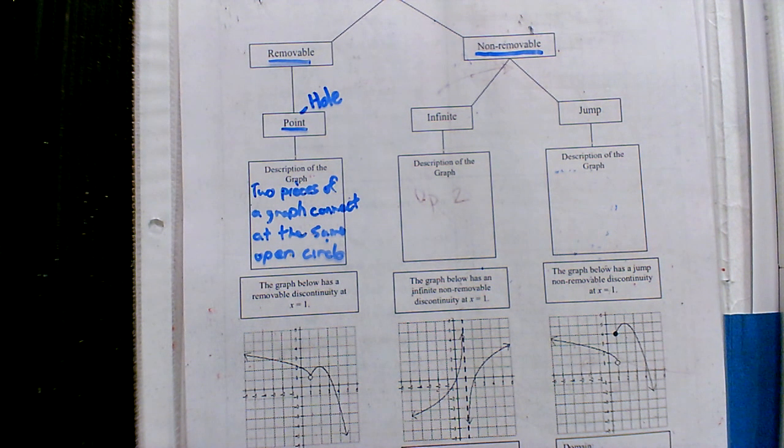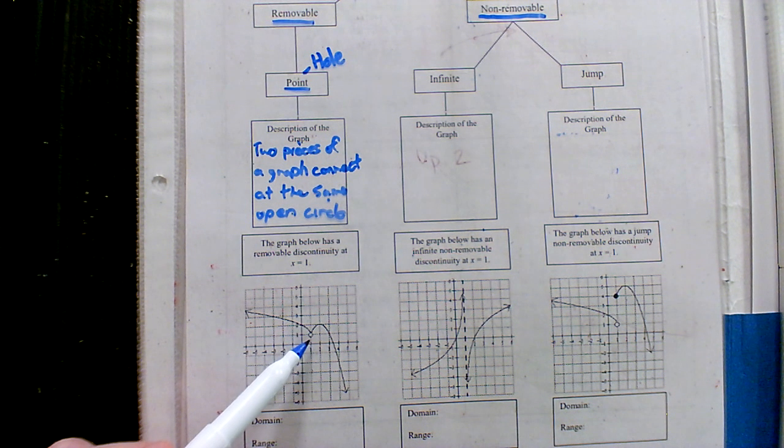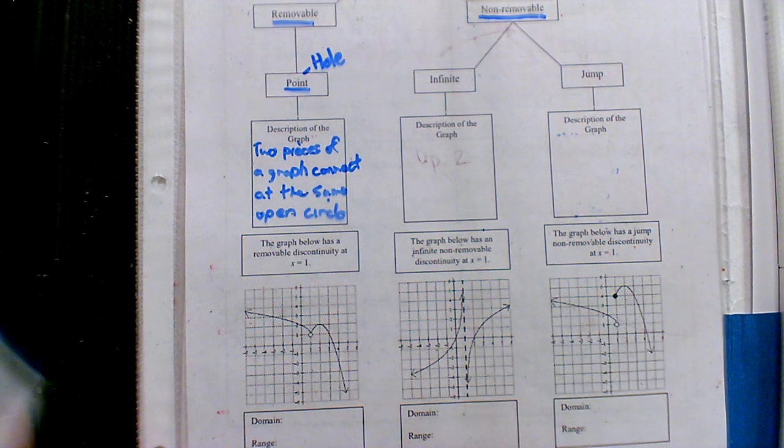Alright, so the graph below has a removable discontinuity at x equals 1. So if we look at this graph, we have a line coming from the left. It is approaching 1 here, but there's an open circle, and then the line continues on. So that's a removable discontinuity. It's approaching this number, the y value of 1, and then it continues from 1 and continues on.